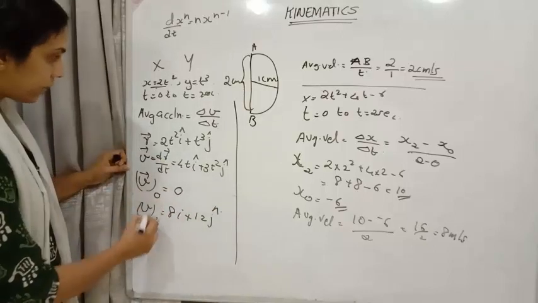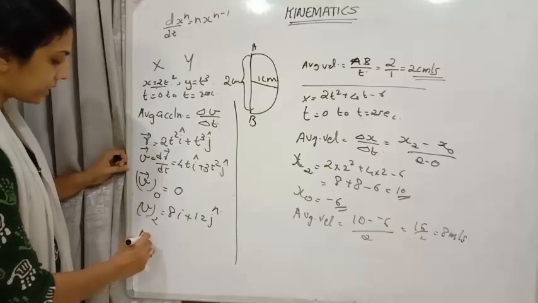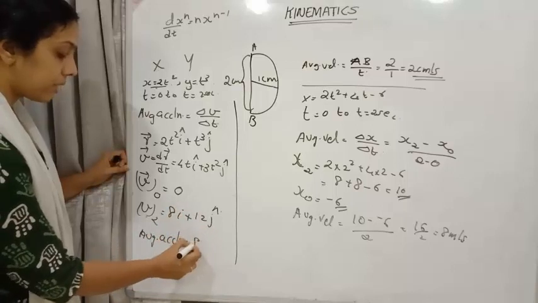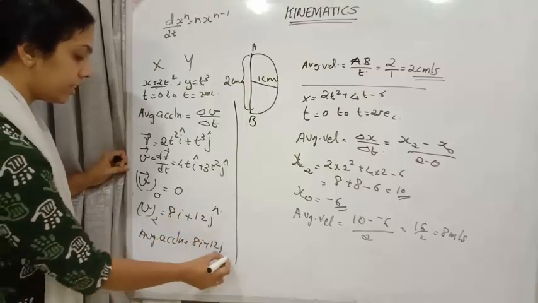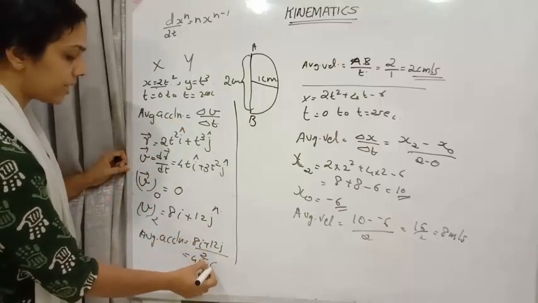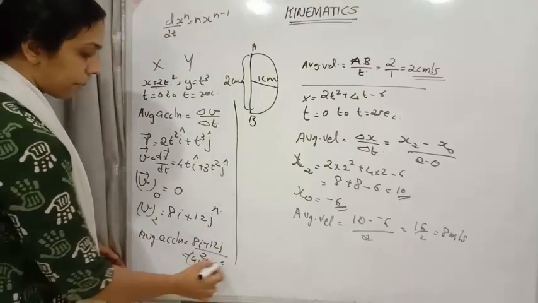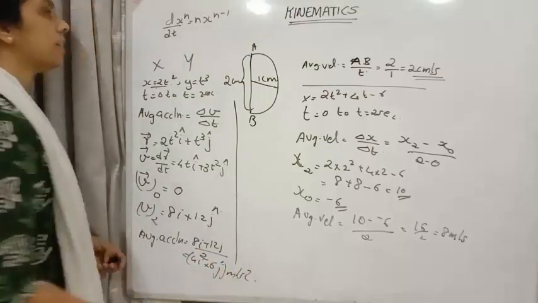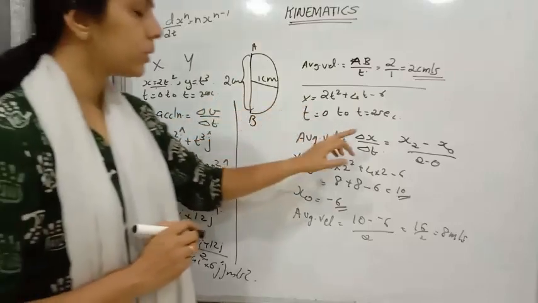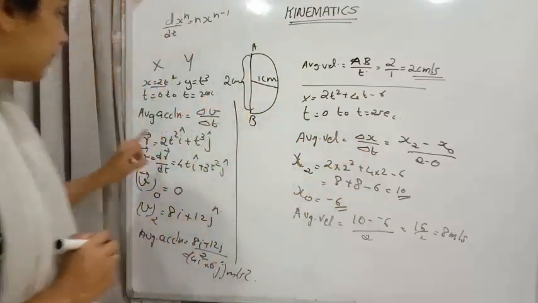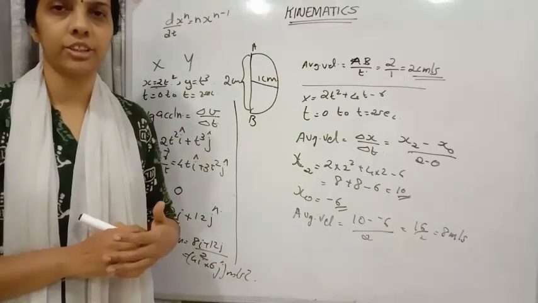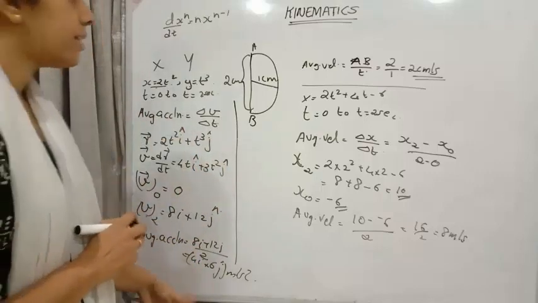So v2 minus v1, the average acceleration will be equal to 8i plus 12j minus 0, divided by the time, which is 2. So we get 4i plus 6j meter per second square. This is how we will be finding out the average acceleration. So average velocity is delta x by delta t, and average acceleration is delta v by delta t. Okay, clear?